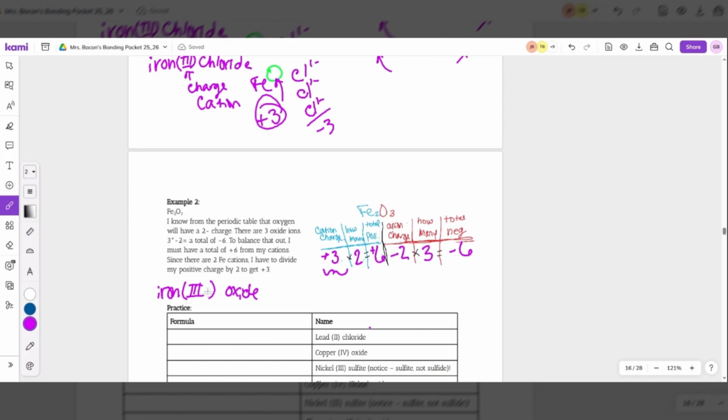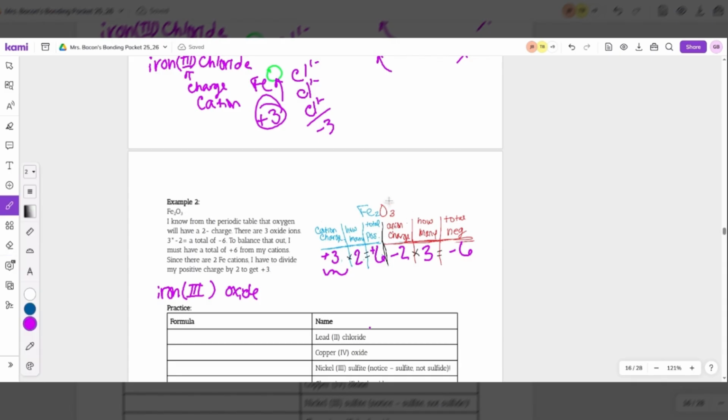To check your work, you can always crisscross. You can say, okay, Fe, I have a 3 plus, O, I have 2 minus. Does that get me where I need to be? Yes, it does. Fe2O3. So if you're trying to check your work, crisscross using the charge you've figured out to make sure that gives you the same formula that you have.